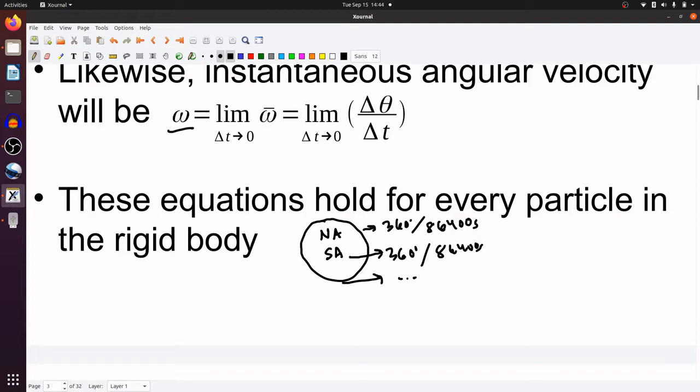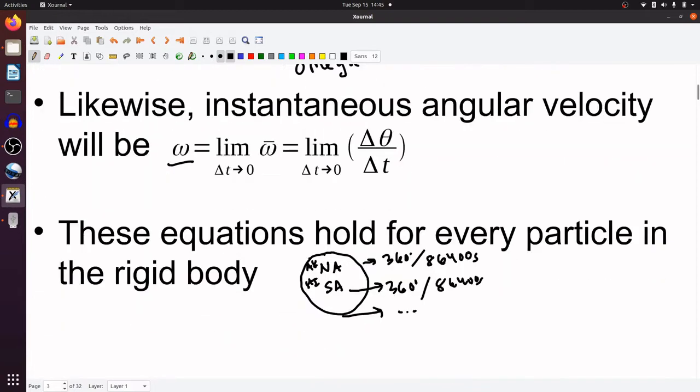So everybody experiences the same angular velocity and the same angular displacement. What we don't experience is the linear velocity. People on the equator are traveling faster than people, let's say, in Alaska up here, AK. People in Hawaii will be traveling faster because they're closer to the equator, so they have a larger circle. But the angular speed and the angular displacement is going to be the same for all parties. So that's every particle in a rigid body. Everybody on that body experiences the same thing.